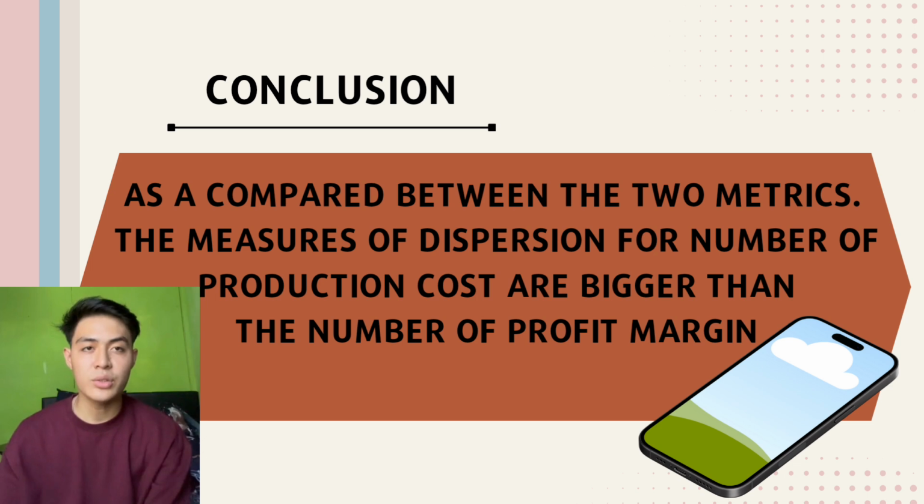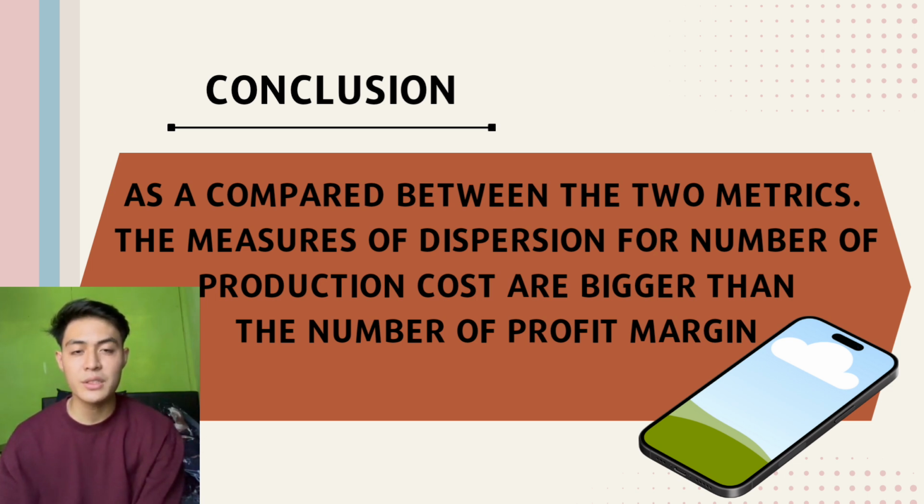For the conclusion, as a comparison between the two metrics, the measures of dispersion for production costs are bigger than those for profit margin. So that's all from me.